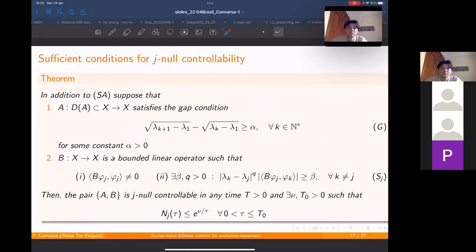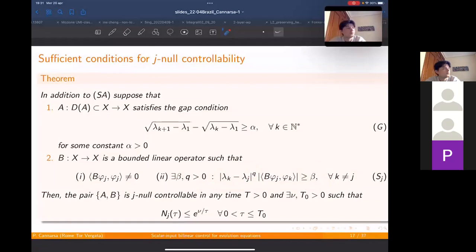You want to be able to steer your system with this action B phi j. So what you don't want is B phi j to be confined in one or in a finite number of directions. And this is what this spreading condition means. Well, in the first place, you want this to be different from 0. And in fact, you want all the others to be different from 0, B phi j, phi k, although you must allow some decay, this has to go to 0 as k goes to plus infinity, because this is the Fourier coefficient of this vector. But the decay rate has to be bounded below in some way. Here I am assuming a sort of polynomial decay rate, lambda k minus lambda j to some power q. So this has to be bounded below by a constant beta divided by this factor.